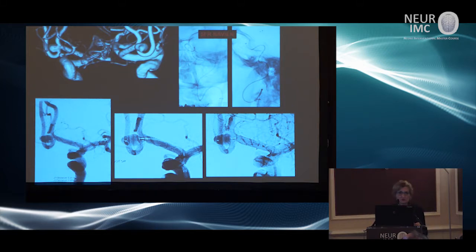Proximal support is very important. You should have a good support. So usually we prefer a 5 French Navien for proximal support. For this wide neck ACOM aneurysm, no need to worry about preventing the vessels.